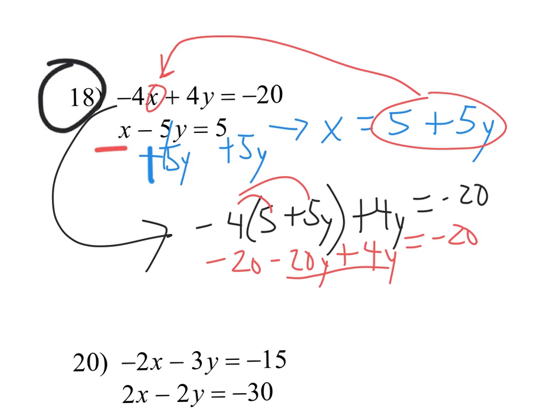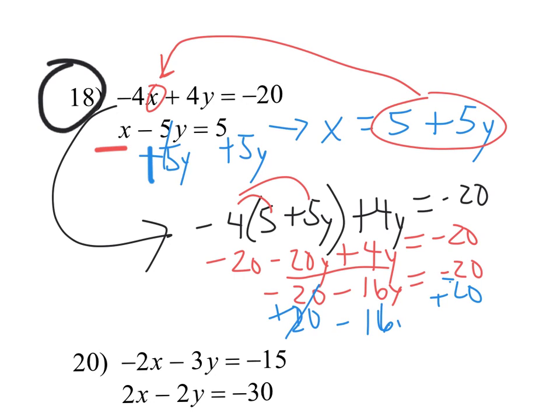Now I'm going to combine my y's. Okay, so I'm going to combine these two terms, so I'm going to have negative 20 minus 16y is equal to negative 20. Then I'm going to add 20 to each side. So negative 16y is equal to negative 20 plus 20, which is 0. And then I divide by negative 16, divide by negative 16. So y is equal to 0.